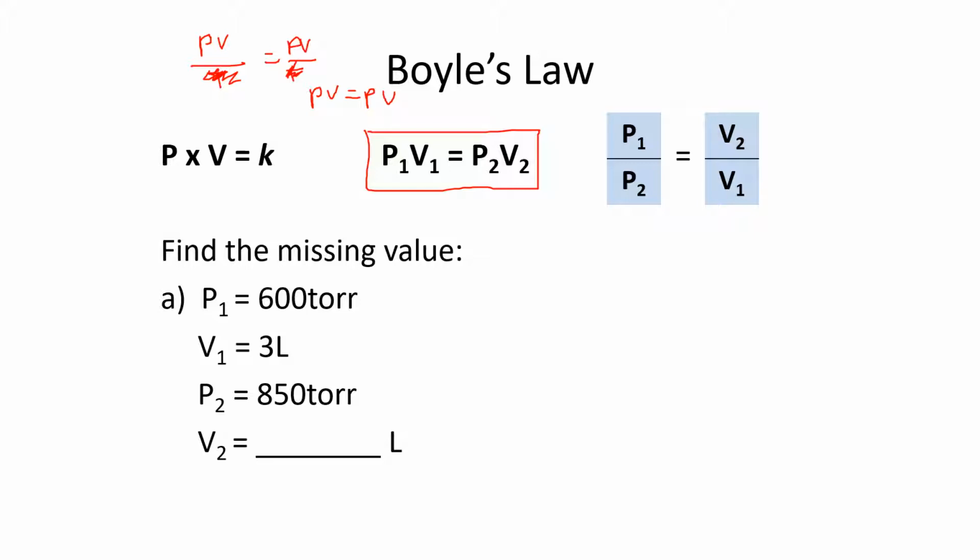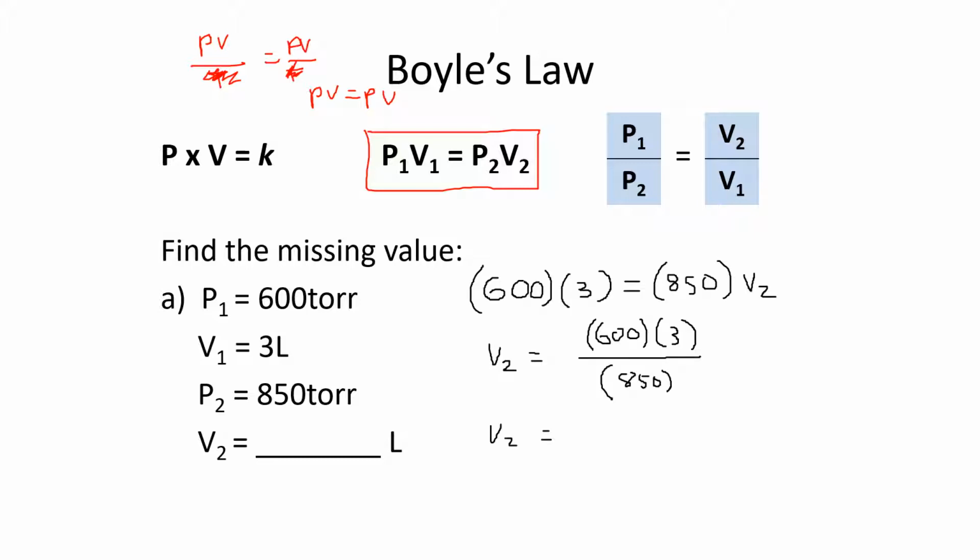So make sure your units are the same. Here we have torr and torr, they'll cancel out. Liters and liters, they'll cancel out. So plug and chug, 600 is P1, 3 is V1, 850 is P2, and we're solving for V2. Divide both sides by 850, so you get about 2.12 liters for V2.